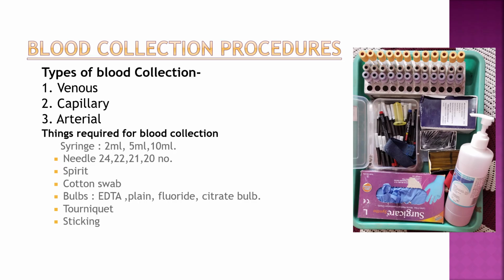24, 22, 21 and 20 number, spirit, cotton swab, bulbs like EDTA for CBC, plain for all biochemistry and serology, fluoride for blood sugar level, citrate bulb for blood coagulation testings. Tourniquet and sticking for the vein to become prominent, and then for the last sticking for the pressure.